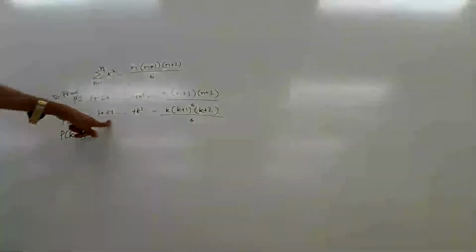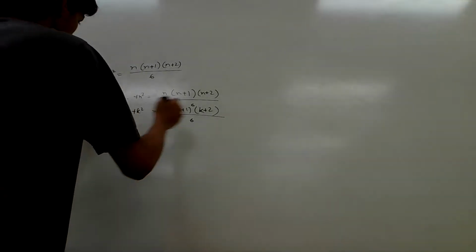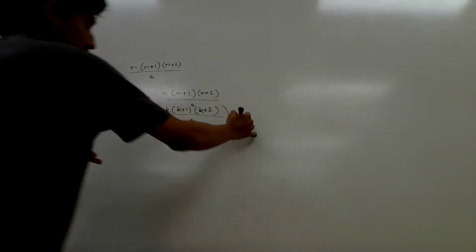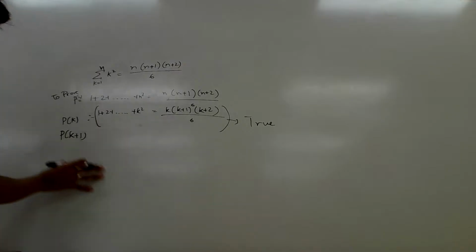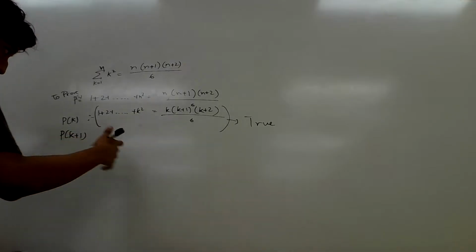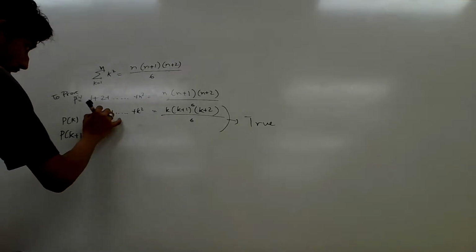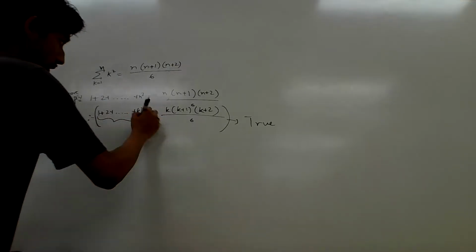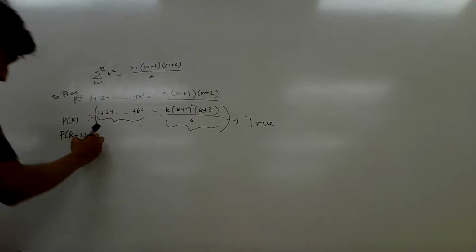So p of k is written as 1 plus 2 plus until k squared, and you take this statement as true. Now you move on to prove using this that p of k plus 1 is also true. Now you need to compare both of the sides for p of k plus 1. You take this statement of k plus until k plus 1 and you take this statement to be true too.